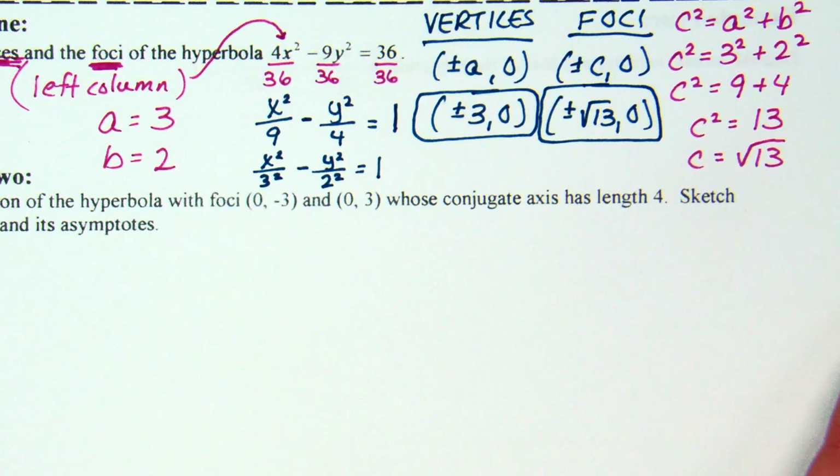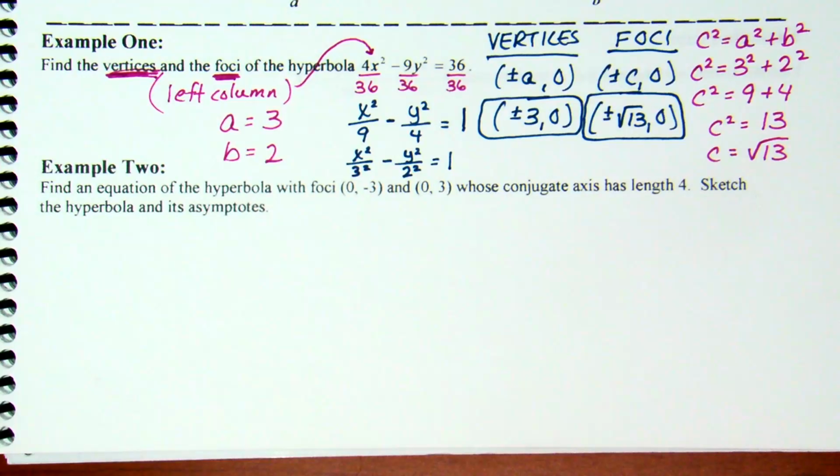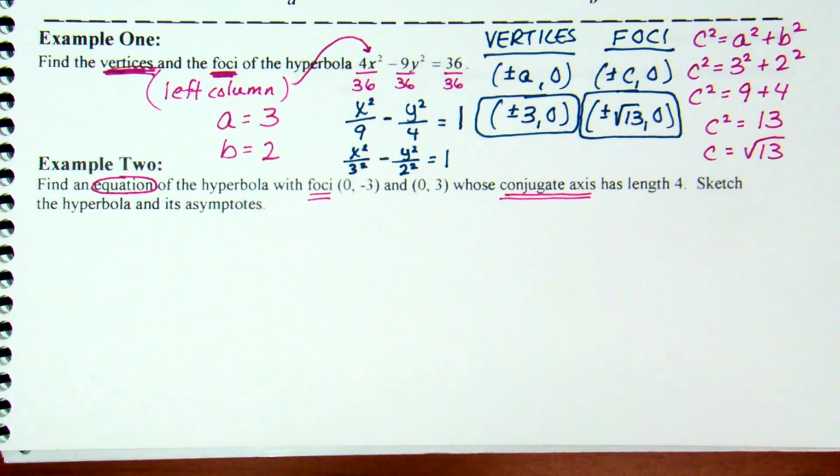Okay, example 2. Find an equation. So we're reversing our route here. Find an equation of the hyperbola with foci 0, -3 and 0, 3, whose conjugate axis has length 4. Sketch the hyperbola and its asymptotes. Okay. What information do you see?